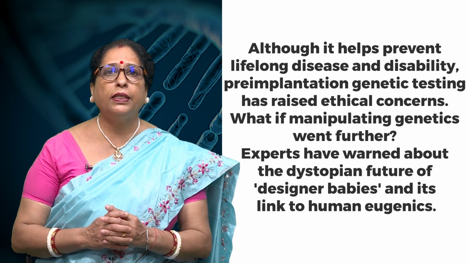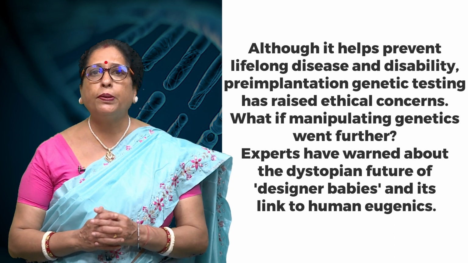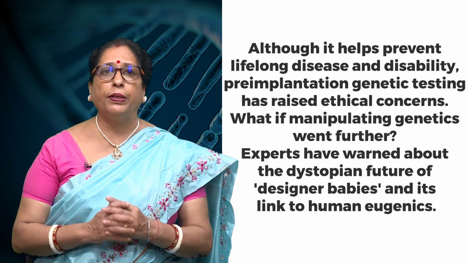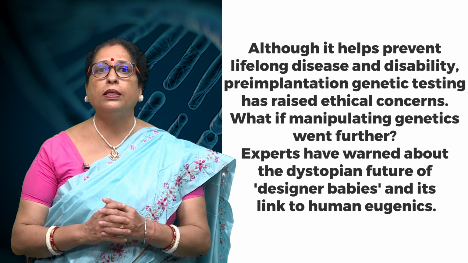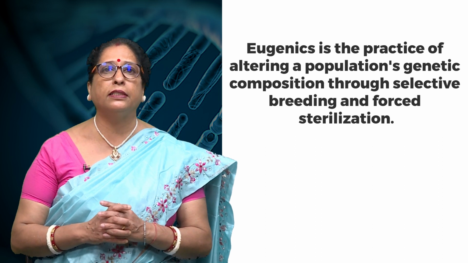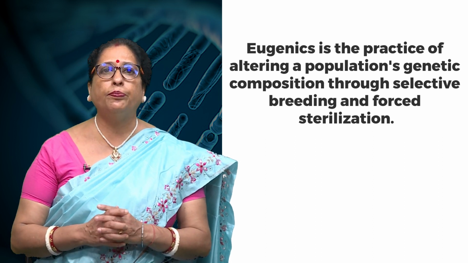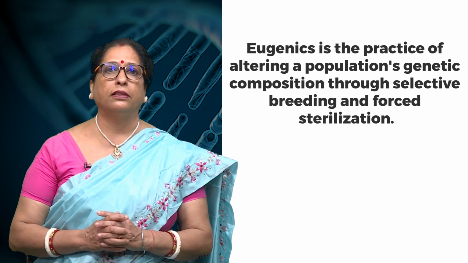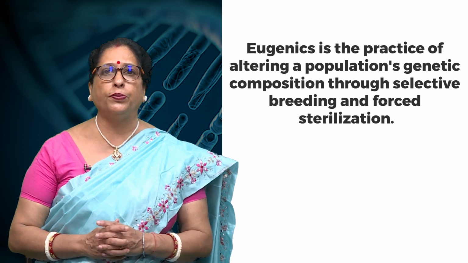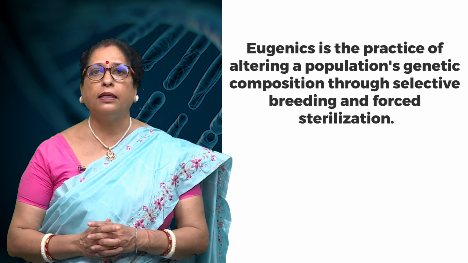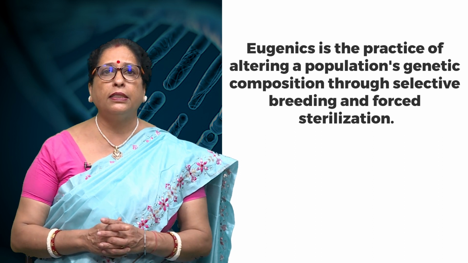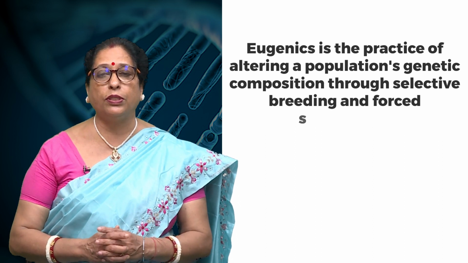What if manipulating genetics went further? Experts have warned about the dystopian future of designer babies and it links to human eugenics. Eugenics is the practice of altering a population's genetic composition through selective breeding and forced sterilization. If parents can pick and choose traits of their future offspring, ranging from their eye color to their personality and intelligence, just imagine what would happen to society.